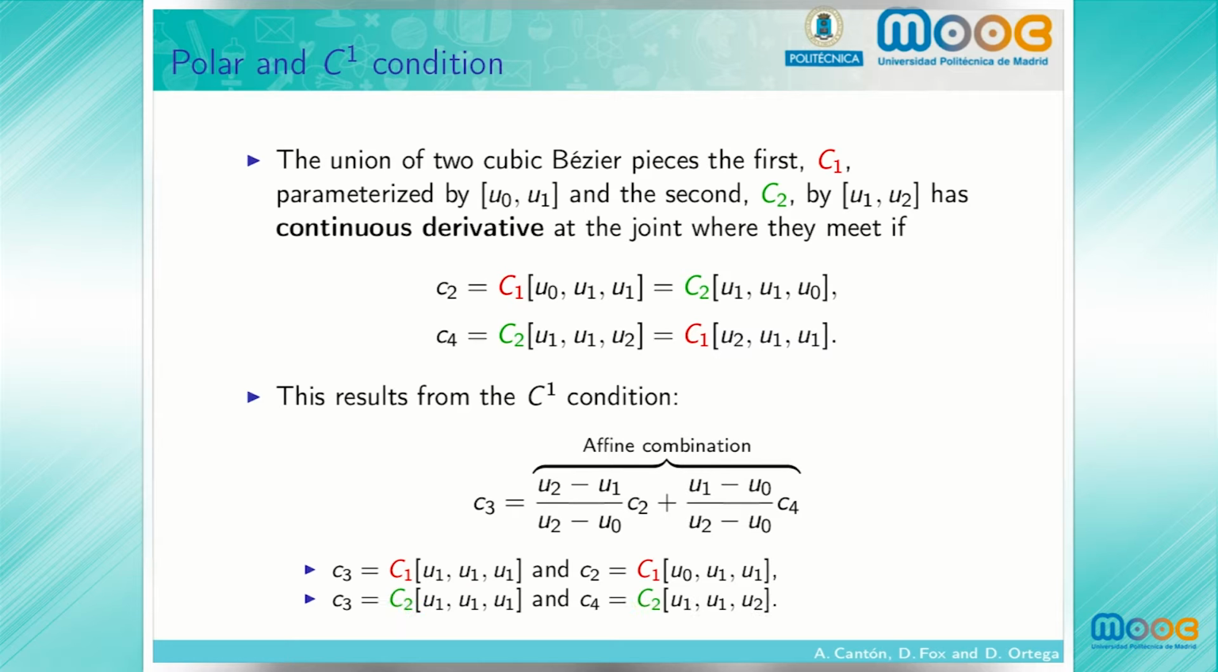We can do the same thing, but this time solving for C2. When we solve for C2, we write C2 as an affine combination of C3 and C4, which depends on the polar form of the second curve. And when solving, we can see that C2 can be given in terms of the polar form of the second curve in this way. So this is the C1 condition in terms of the polar form.